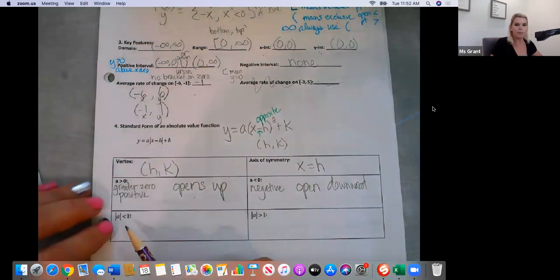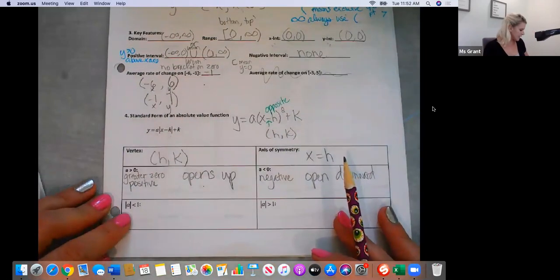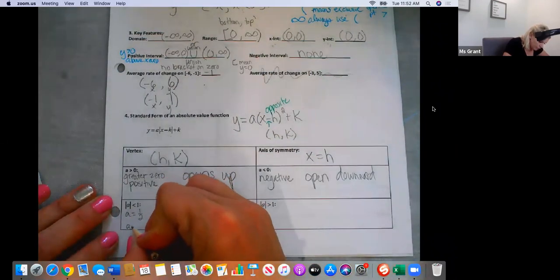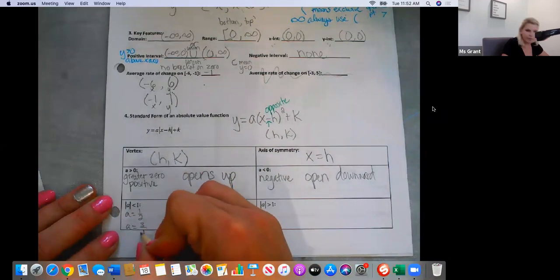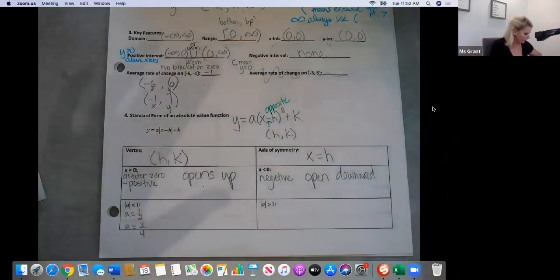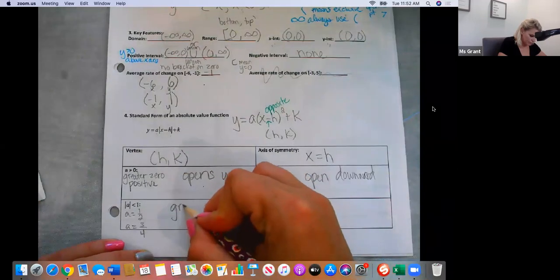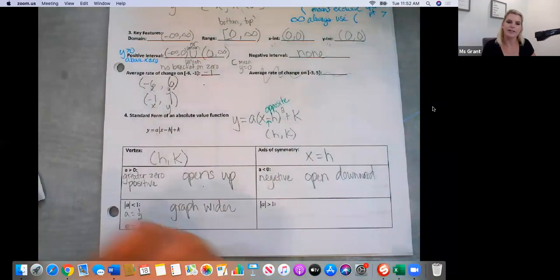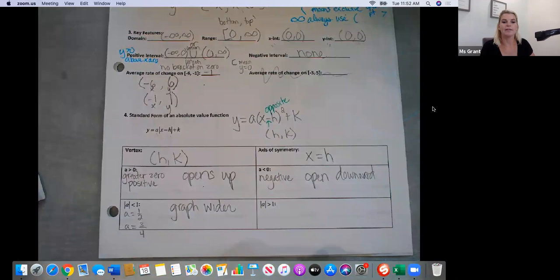Okay. Now, what if my A, when I say less than 1, I mean, like, what if A was a fraction? What if A was like a half or 3/4? Do you guys remember what happens when the number itself is a small number, less than 1? Less than 1. I don't care if it's negative or positive right now. A fraction means that it's fat. Fat fraction. Bigger than the normal. It gets wider when it has a fraction as my A.